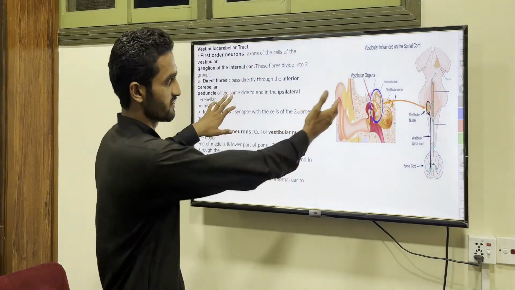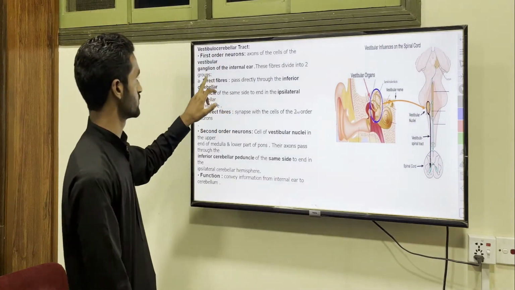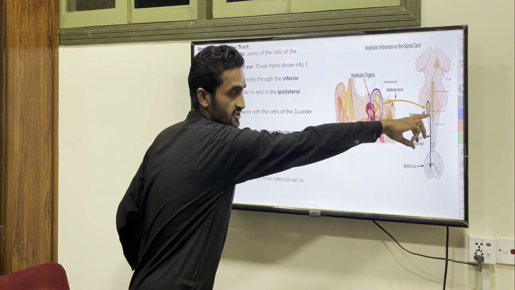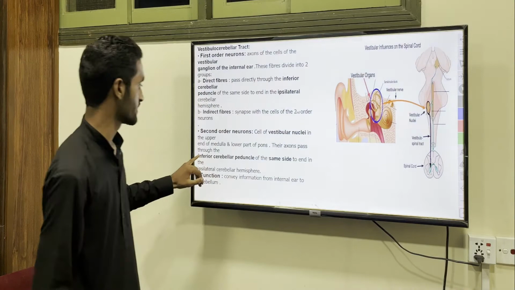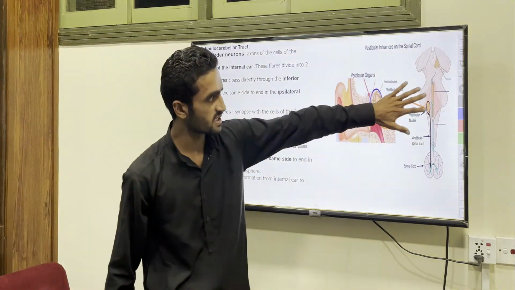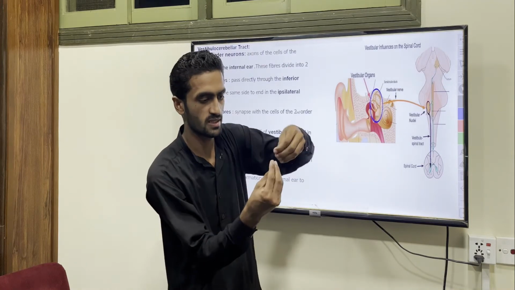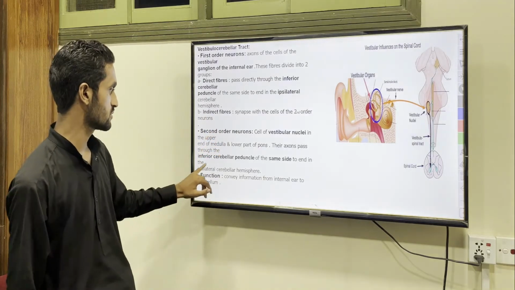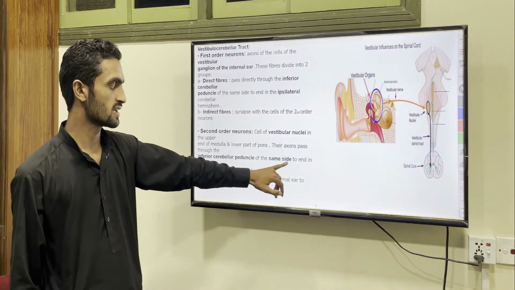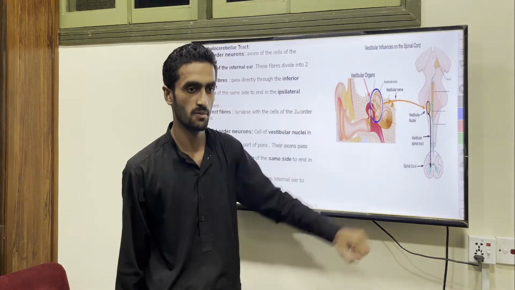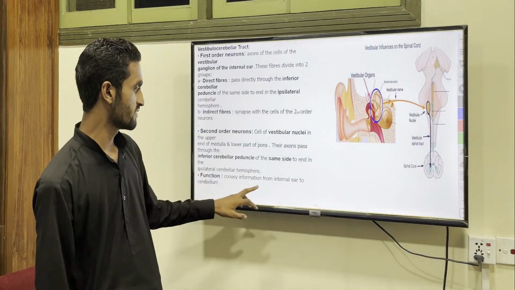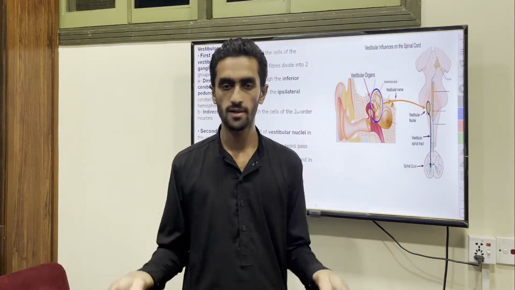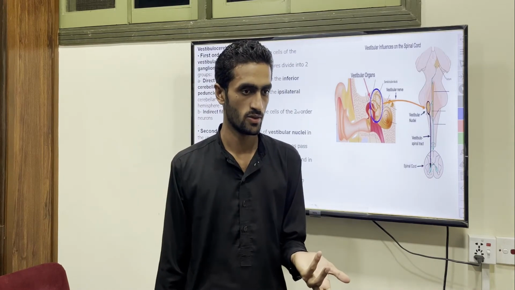So this is the vestibular nerve, first order, and the second order is the vestibular nucleus, which is present here in the medulla. Can you see here? It enters into the vestibular nucleus at the lower part of the pons, just the upper part of the medulla, at the junction point. So this is the second order. Then by the inferior peduncle, same side, it enters the same side of the cerebellum. Its function is to convey information from the internal ear to the cerebellum. The cerebellum does what? Coordination and maintenance of balance.